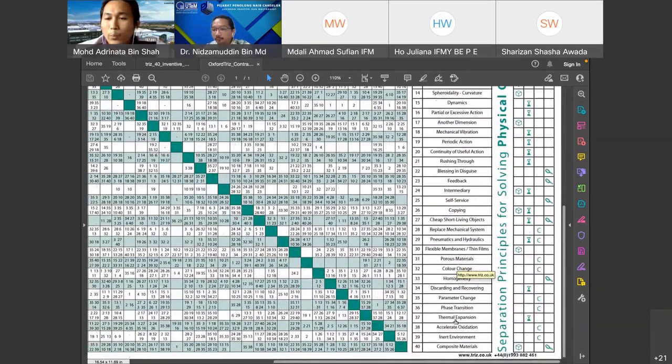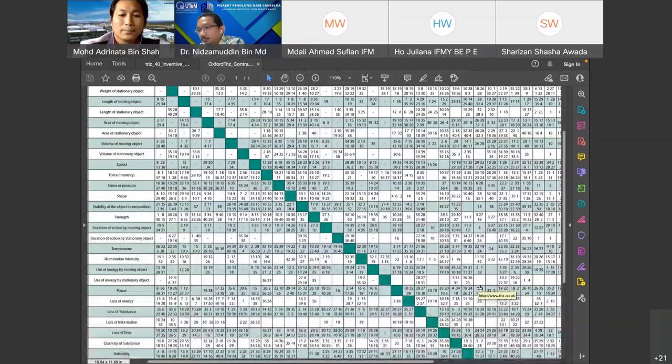Finally, number 40, composite materials. Maybe change our table to composite materials so that our strength can be better and weight can be better. Okay, so it is not a compromise. It's not a trade-off. So that is the general solution. We have 4 general solutions: 1, 26, 27, and 40.